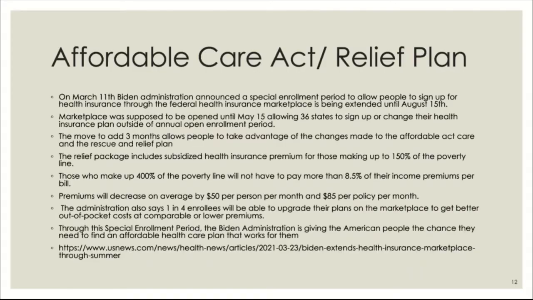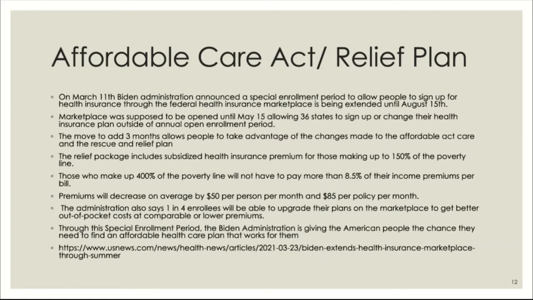The Affordable Care Act and Rescue and Relief Plan. On March 11th, the Biden administration announced a special enrollment period to allow people to sign up for health insurance through the federal health insurance marketplace, and it's being extended until August 15th. It was only supposed to go until May 15th. The marketplace was supposed to be open until May 15th, allowing 36 states to sign up or change their health insurance plan outside of an annual open enrollment period.